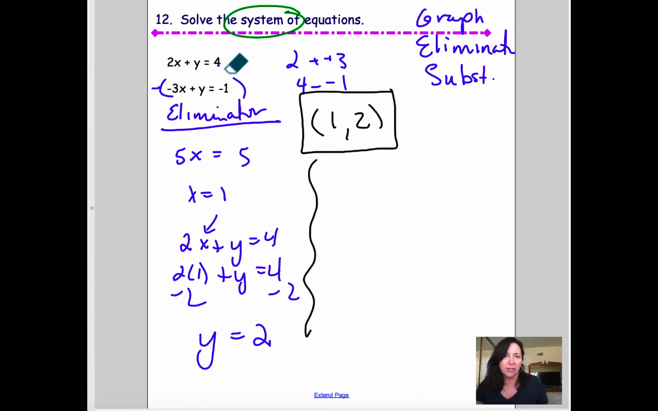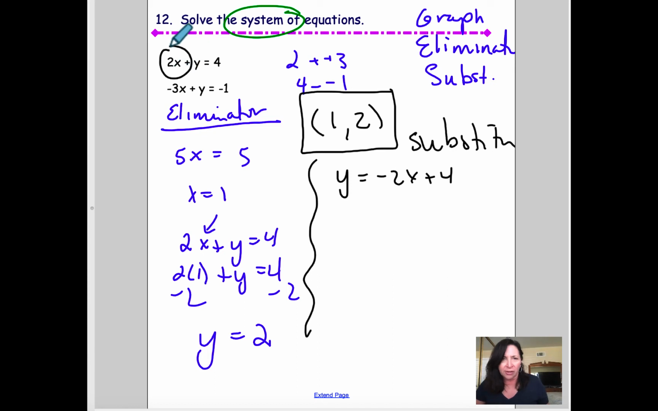I'm just going to really quickly do this for substitution. If I was going to solve this by substitution, I would probably just solve one of these equations for y. So I'm going to do that up here. y is equal to negative 2x plus 4. What I did was take this 2x and move it to the other side of the equation. And I'm going to say, hey, that's y.